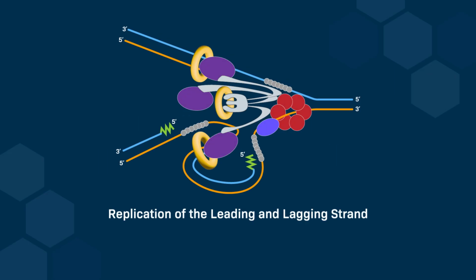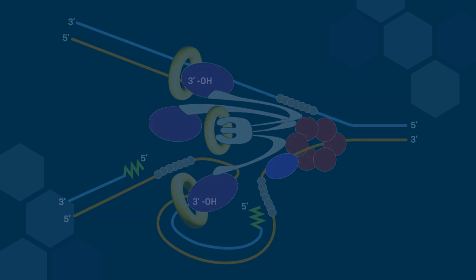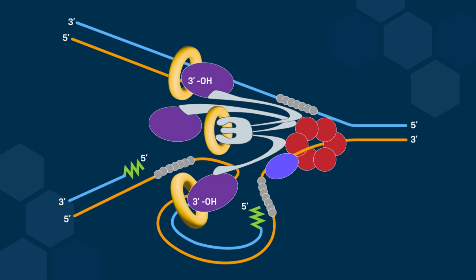In this video, follow along step by step as we explore how the leading and lagging strands can be simultaneously synthesized by the 3 DNA polymerases found in the replisome. Each DNA polymerase is tethered to the replisome via a tau subunit. We can label these DNA polymerases with numbers 1, 2, and 3.